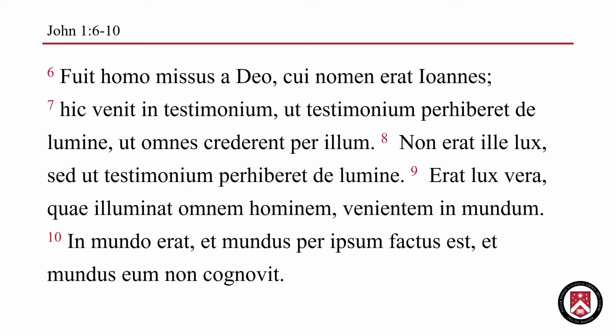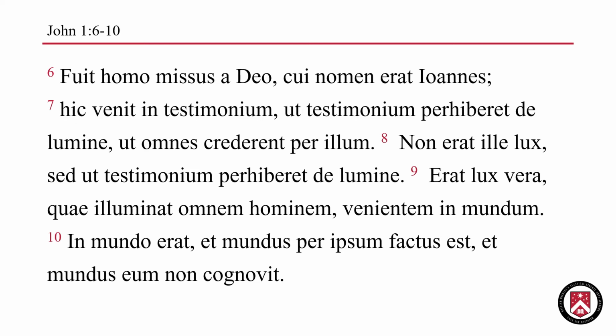Perhiberet is a verb that translates as he might give. When you get into Latin grammar, this is an example of an imperfect potential verb. Ut testimonium perhiberet, so that a testimony he might give. De lumine. De is another preposition. It means about in this sentence. About lumine, the light. Hic venit in testimonium. This came for a testimony, so that ut, a testimony, perhiberet, he might give, de lumine, about the light.